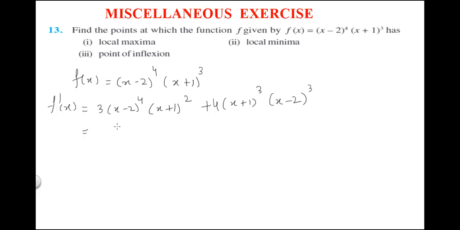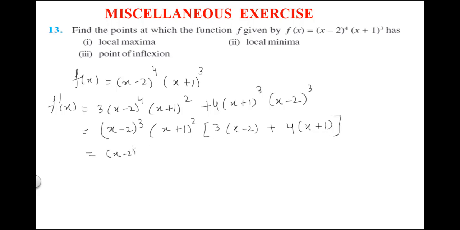So just see what is common here. We can take x minus 2 cube common. We can take x plus 1 square common. So what are we left with inside the bracket? We are left with 3 times x minus 2 plus 4 times x plus 1. So we have x minus 2 whole cube, x plus 1 whole square, and here we have 3x minus 6 plus 4x plus 4.